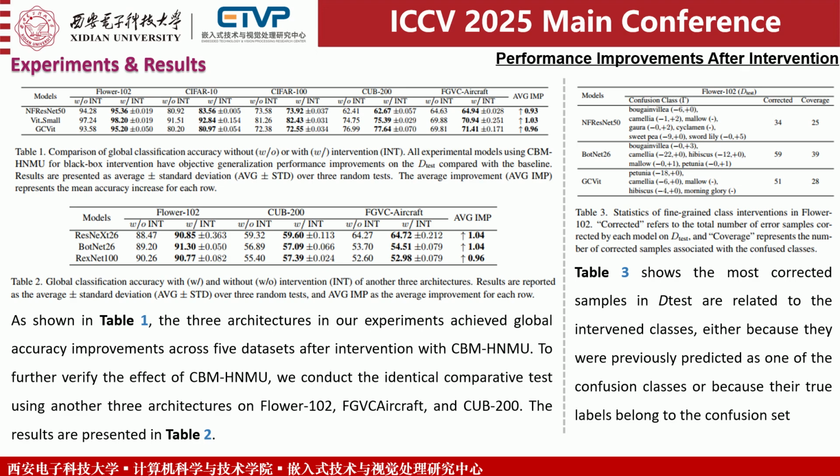As shown in Table 1, the 3 architectures in our experiments achieved global accuracy improvements across 5 datasets after intervention with CBM-HNMU. To further verify the effect of CBM-HNMU, we conducted the identical comparative test using another 3 architectures on Flower 102, FGVC aircraft, and CUB-200. The results are presented in Table 2. Table 3 shows the most corrected samples in test are related to the intervened classes, either because they were previously predicted as one of the confusion classes or because their true labels belong to the confusion set.